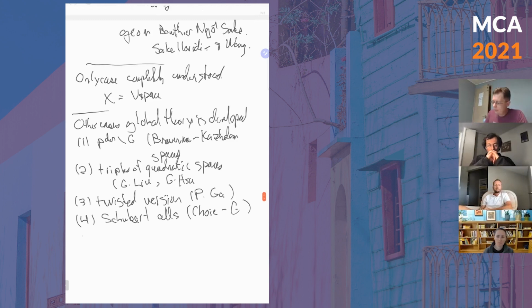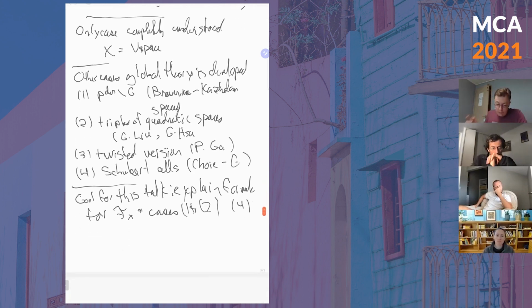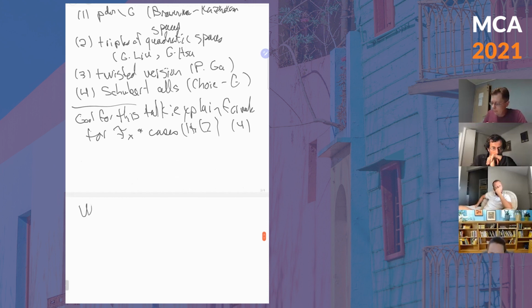All right, so now the goal for this talk, let's see what we can get through, is to explain a formula for the Fourier transform F_X in cases 1 and 2, and then I guess implicitly 4. Okay. So I want to say, well, why would you want to find a formula for this thing? Why would you want a formula for this?